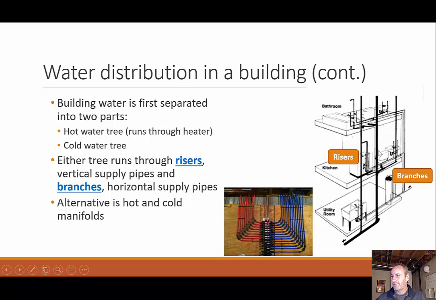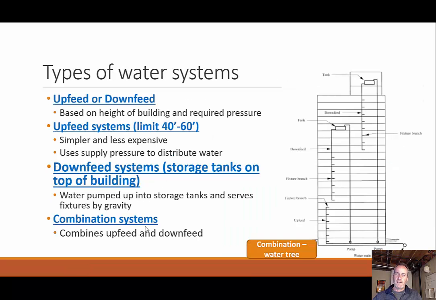Now, this is a little different because each individual branch is going directly to that fixture, as opposed to having branches and then continuing on to a separate fixture. There are advantages and disadvantages to both. In general, we can talk about upfeed or downfeed water systems.